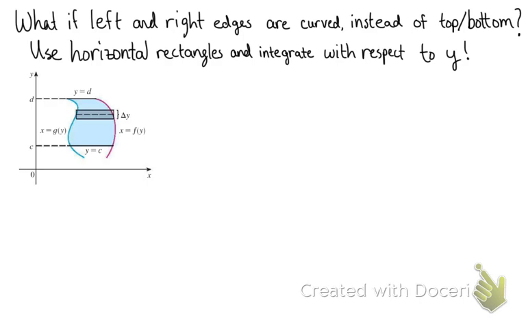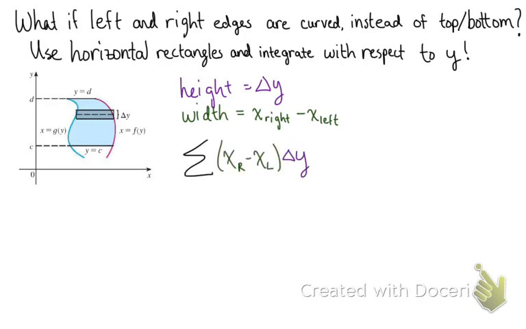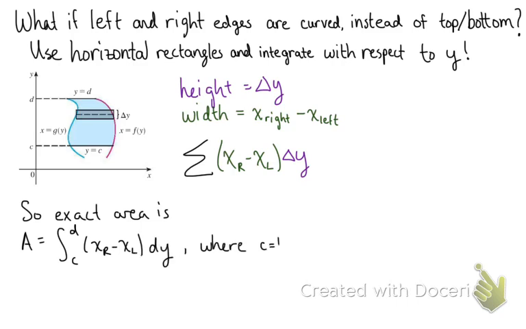So what's going on here? A little approximating rectangle would have height delta y, a tiny bit in the y direction, and its width would be the right-hand value minus the left-hand value. But after that, it's the same. If you add up those things all the way along the region, you would get the total area of all the rectangles like that. And so when you take a limit, you would get this integral.